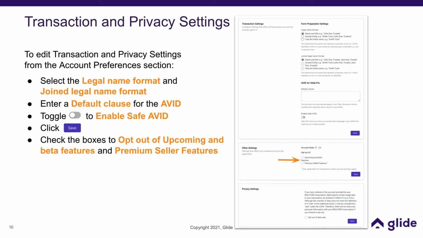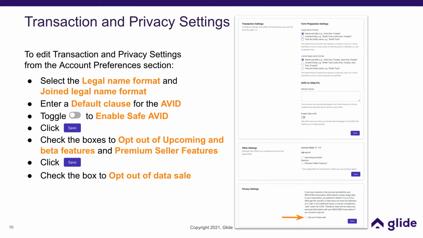Under Other Settings, you can check the boxes to opt out of any upcoming and beta features, which will ensure that you do not receive any beta features in your Glide account. You can also check the box next to Premium Seller Features to ensure that sellers will not receive any notifications about purchasing Premium Seller features on their own when filling out disclosures in Glide.